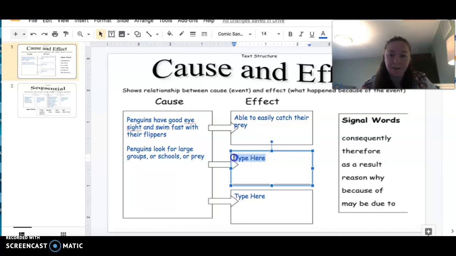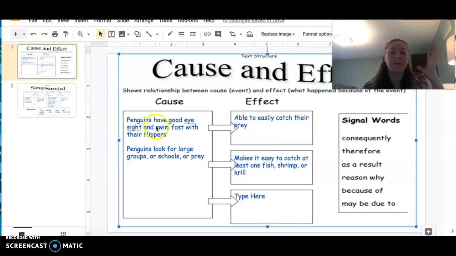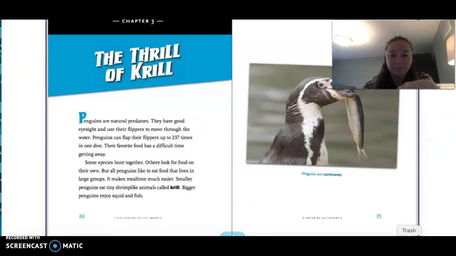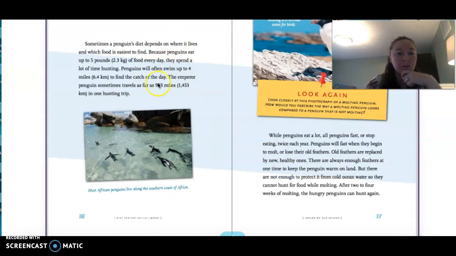And again, I think that maybe the effect is it makes it easy to catch at least one fish, shrimp, or krill. Okay. So again, all I'm doing is thinking about the causes, the things that the penguins have, because the penguin has this or because of the strength of the penguin. The effect is that it's easier to catch their prey and easier to get one, that they're much faster. We're going to go back to our book. I'm going to turn the page and let's try this one.